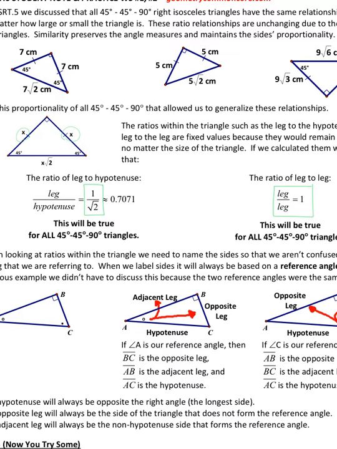The objective for today is to finally define these trigonometric ratios you've seen before in relation to a right triangle and a specific reference angle. And then I also want you to be able to calculate missing angles or sides in a right triangle using these trig ratios.